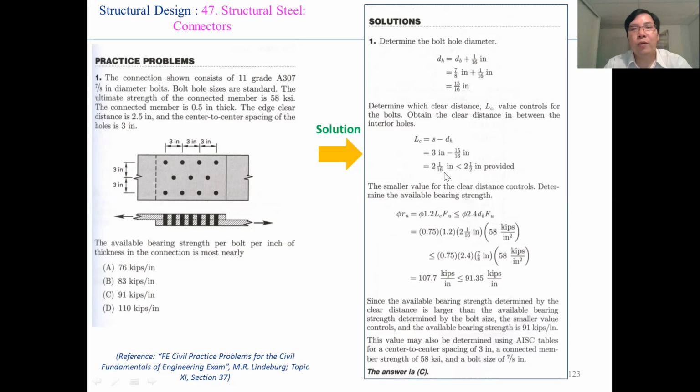This value equal to 1 and 1/16 inch. And after that, you can calculate the smaller value for the clear distance control, and you determine the available bearing strength by this equation: phi times R sub n equal to phi times 1.2 L_C times F_U, and you can find that this value equal to 107.7 kip per inch, and this one gives 91.35 kips.